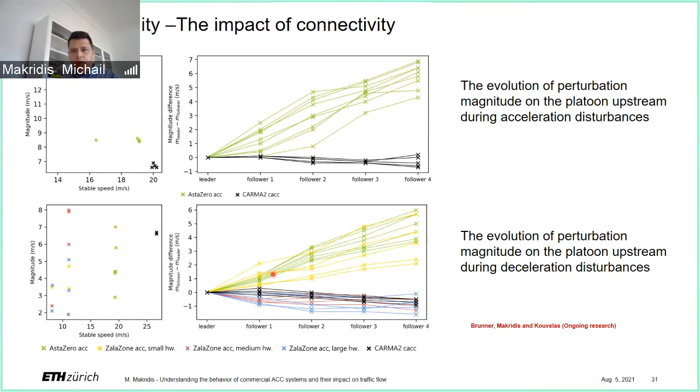Anyway, just not to spend more time on this, you can see here on the green lines the perturbation ratio of the leader with himself, so it's always zero, and how this ratio amplifies or reduces while we go upstream on the platoon, first follower, second follower, etc. And of course, if it's under zero, it's unstable. If it's over zero, it is stable. And we can observe here that ACC with small headway is unstable, while with medium, it's more or less stable, and large also stable, and the CACC is also stable.